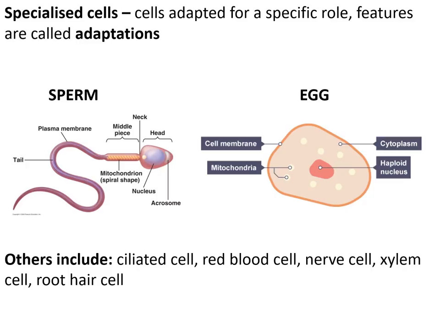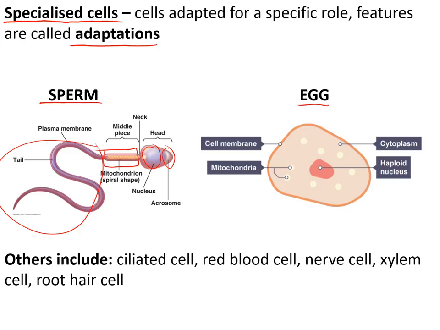Not all cells are the same, so we call the different kinds of animal cell and the different kinds of plant cell specialized cells. These are cells adapted for a specific role with features that are called adaptations. Two particular ones we're going to focus on are the sperm cell and the egg cell. Sperm cells have a great big long tail to help them swim. They have a section packed with lots of mitochondria to give them energy to swim. They have a haploid nucleus with only half the normal amount of DNA, so 23 single chromosomes. And they have an acrosome to help them digest their way into the egg.